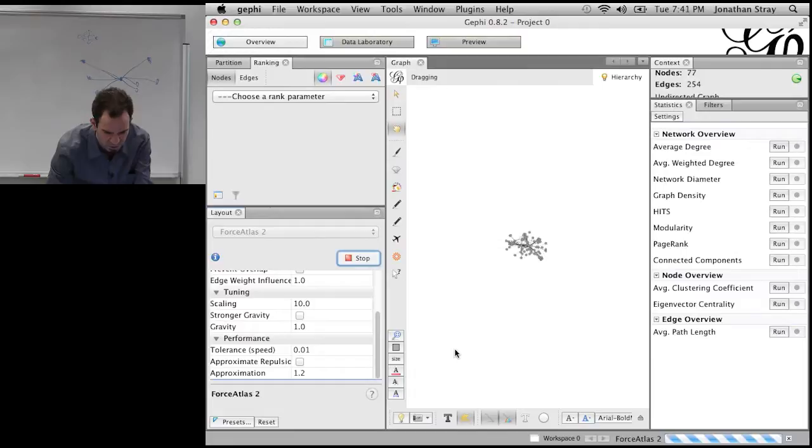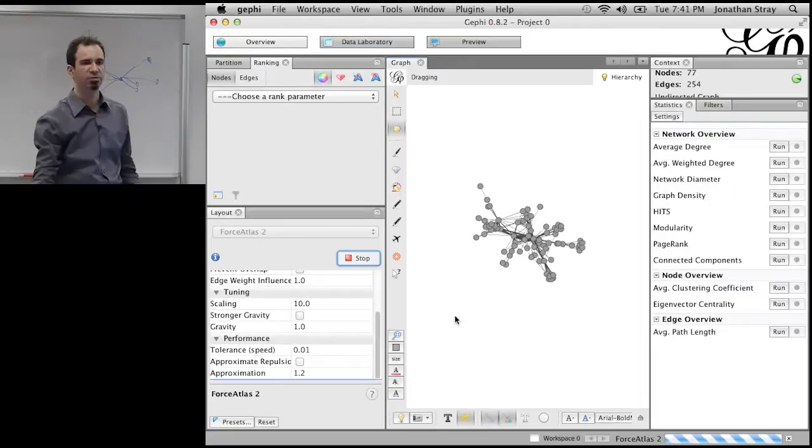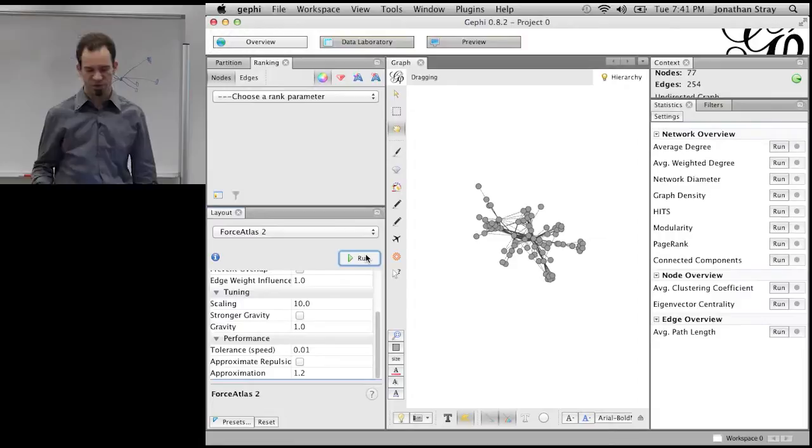So see how it pulled everything together there? And then it's still spreading out a little bit, because this node is being pushed away by every other node. So that's a force-directed graph. That's basically how people lay out graphs, and it's an algorithm you should know. And if you do this, you can get to see the structure of the graph.